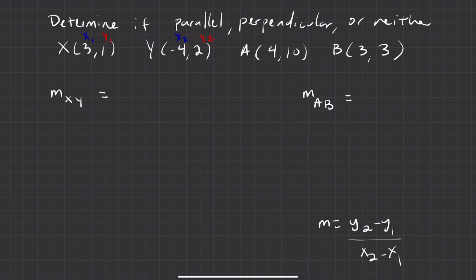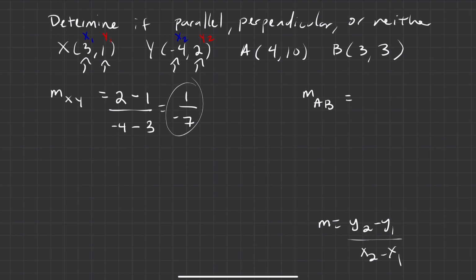So let's plug it in. y2 is 2, so this is 2 minus 1 all over -4 minus 3. Again, this is my y2 minus my y1, and this is my x2 minus my x1. Now I figure out the top and bottom: 2 minus 1 is 1, and -4 minus 3 is -7. So the slope of XY is 1 over -7.